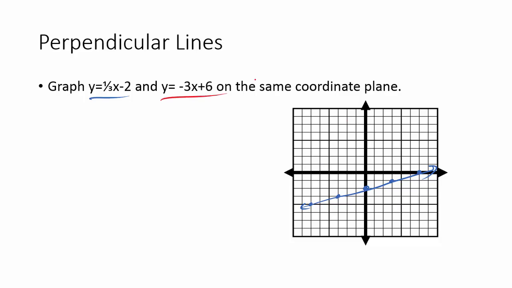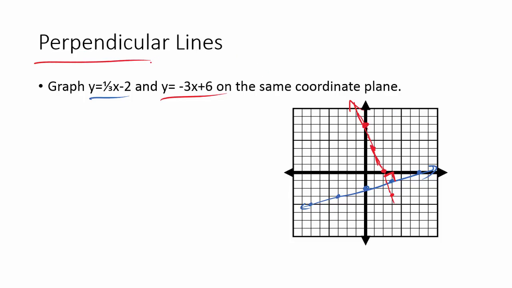And the red line. We start up here at 6: 1, 2, 3, 4, 5, 6. And this line will be going down 3 and over 1, down 3 and over 1. And you can see here that these two lines, and this isn't a formal proof or a formal way of saying this, seem to cross at a right angle.